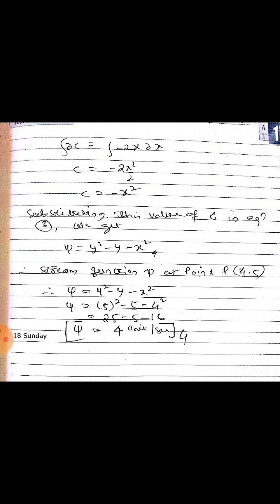Substitute this value in equation number 3, and I will get the stream function, that is psi equal to y square minus y minus x square. In this stream function you have to substitute the given point, that is (4, 5). Substitute here, and finally I will get the psi value, that is 4 units per second. Thank you.